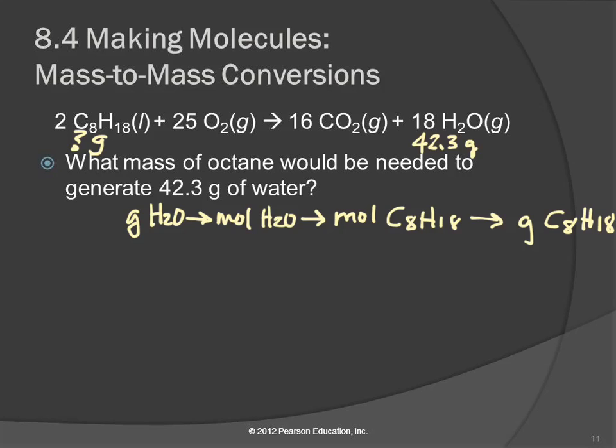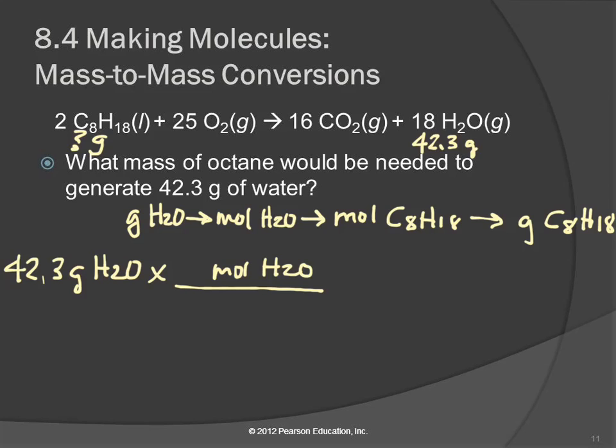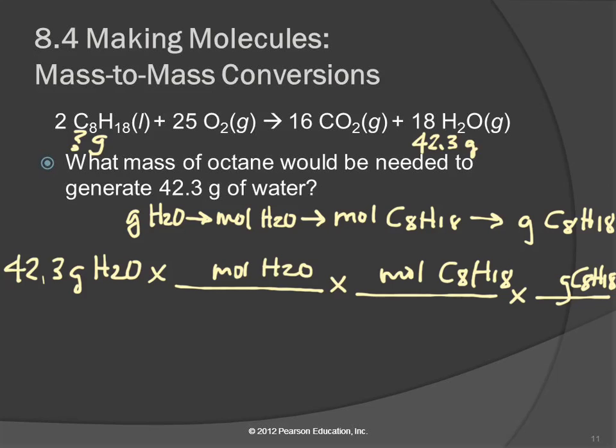Grams of what you're given to moles of what you're given to moles of what you want to grams of what you want. So, 42.3 grams of H2O. Three terms. Our map is telling us where to go. Grams of H2O to moles of H2O. Next in line, moles of C8H18. Yeah, it's a little tedious, but go ahead and write that formula out. And then, not enough room, oh well, C8H18.